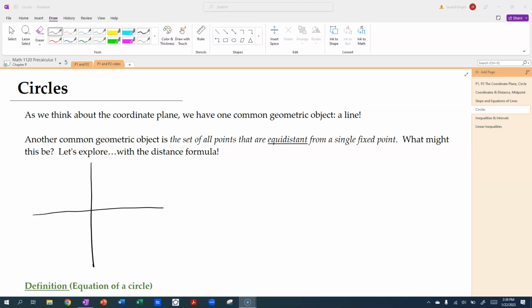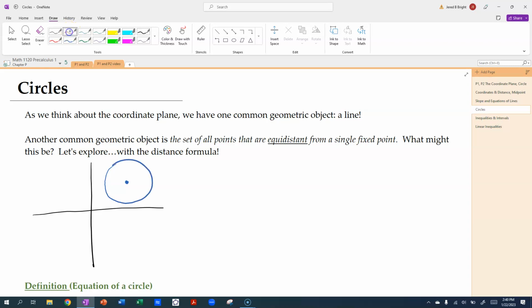We just explored one common geometric object, a line. Let's see if we can talk about another one. The geometric object that I want to talk about is the set of all points that are equidistant from a single fixed point. So in other words, if you draw a dot somewhere on the coordinate plane, you can look at all the points that are equidistant from it.